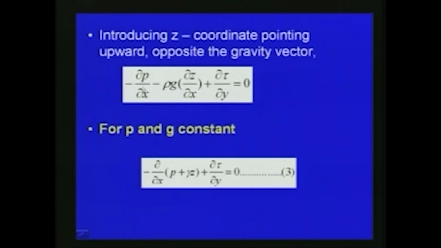And here you can see that the density and the acceleration due to gravity g are constant, so that we can combine these two terms and write minus del by del x of P plus gamma Z plus del tau by del y is equal to 0. So we can finally get the expression as minus del by del x of P plus gamma Z plus del tau by del y is equal to 0.